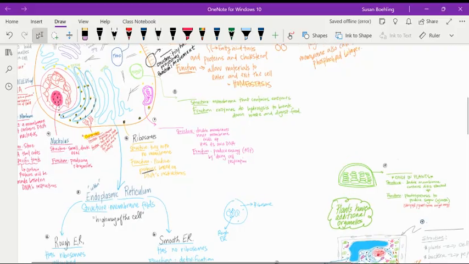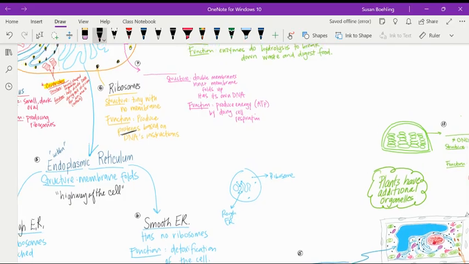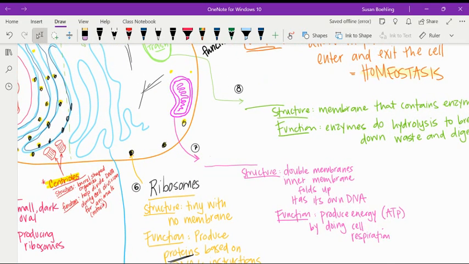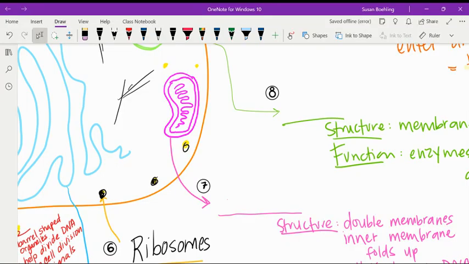And if you look, here's a bird's eye view. We've got rough ER containing the ribosomes, smooth ER not. Okay, structure number 7 looks like a purple pickle here. And as you can see, it has a double membrane to it. So look for that double membrane. Look for kind of the kidney bean shape to it.